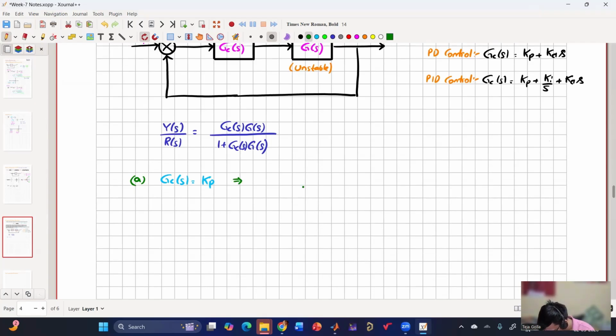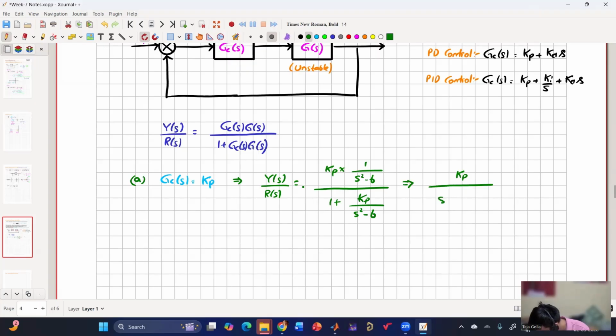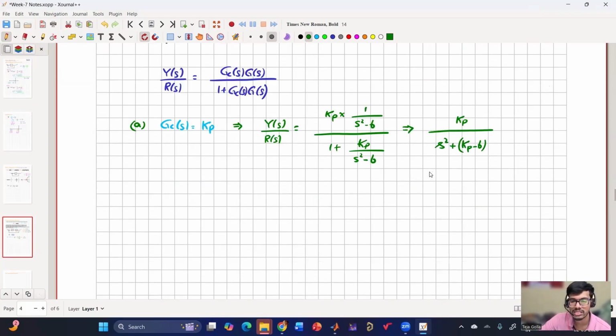We can calculate Y(s) by R(s) is equal to Kp into 1 by (s squared minus b), divided by 1 plus Kp by (s squared minus b). So it is Kp by (s squared plus Kp minus b). So can the system be stabilized by choosing a certain value of Kp, or is it unstable, or can you comment on the poles?